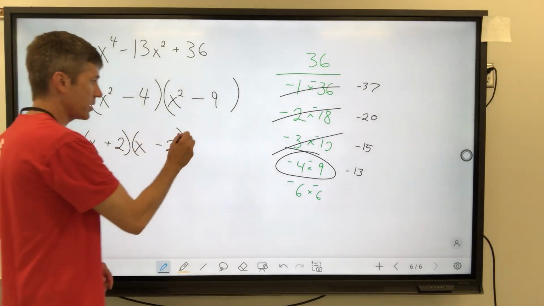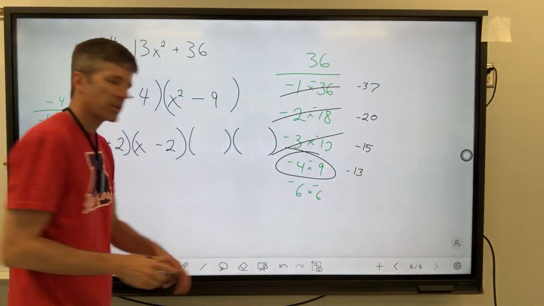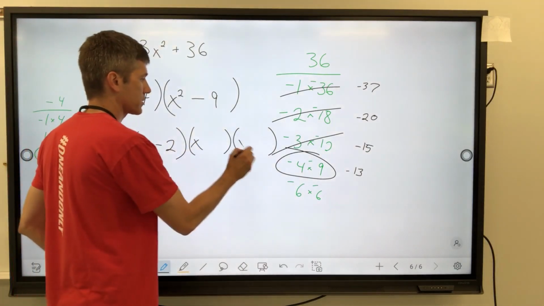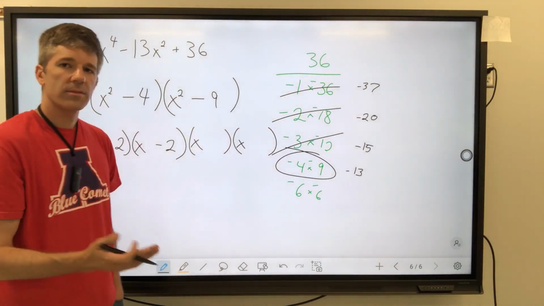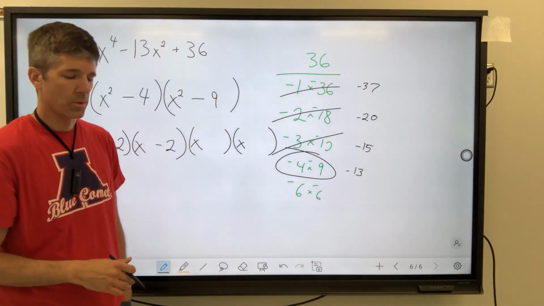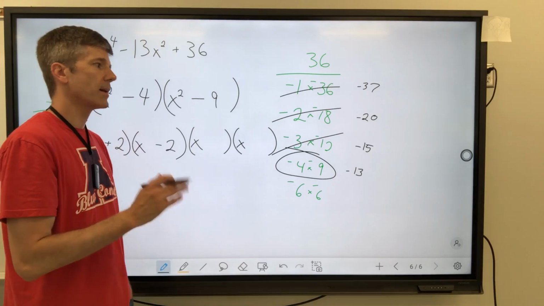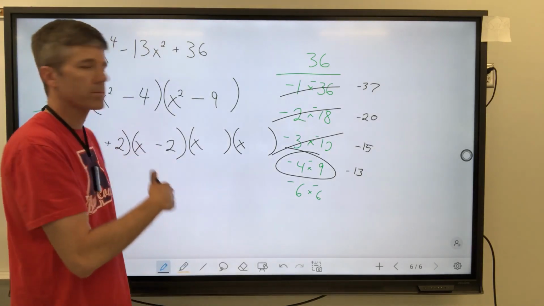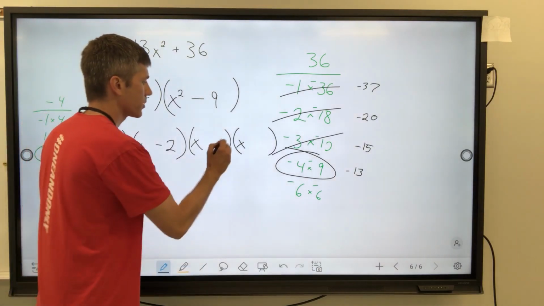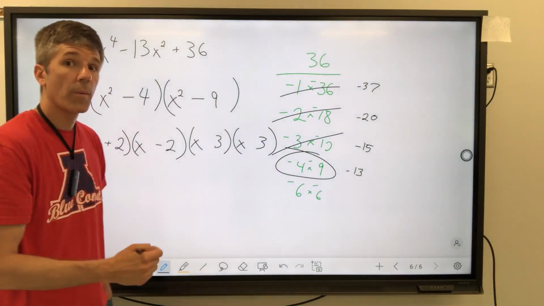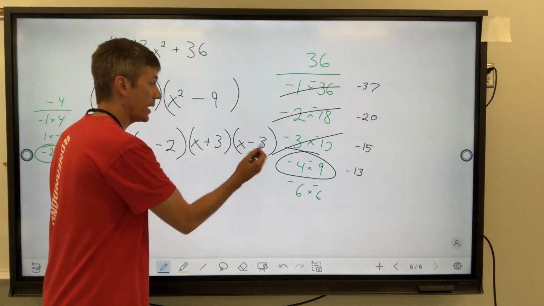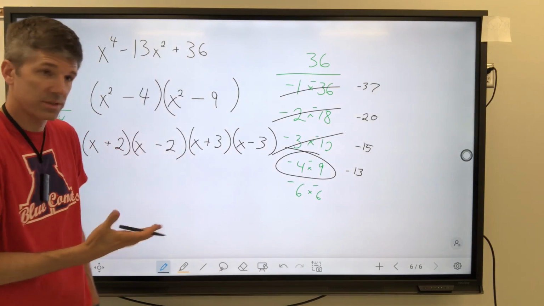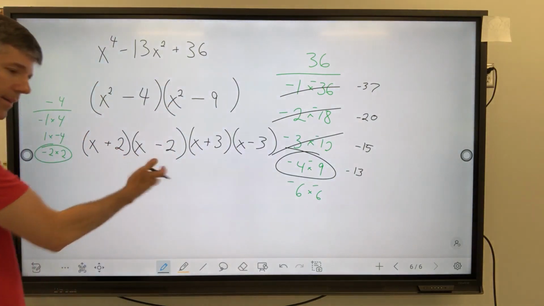Okay, same situation here. I'd love to list all the things that multiply to give me 9. I'm not going to. x times x. Positive 9 and 1. Positive 9 and negative 1. Negative 9 and positive 1. Who cares? 3 times 3 gives me 9. Positive 3x minus 3x gives me the 0 that I didn't even see in the middle anyway. And that's it.